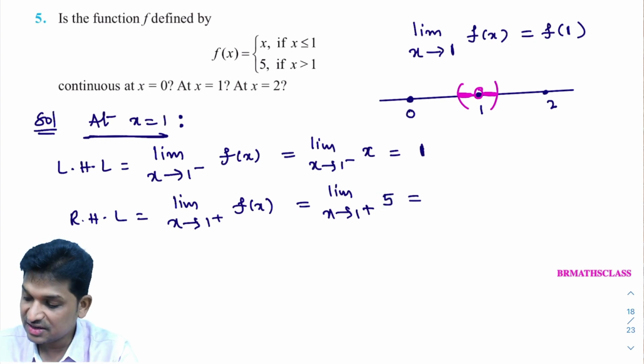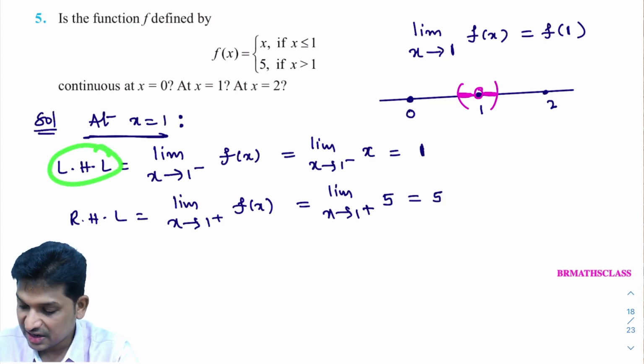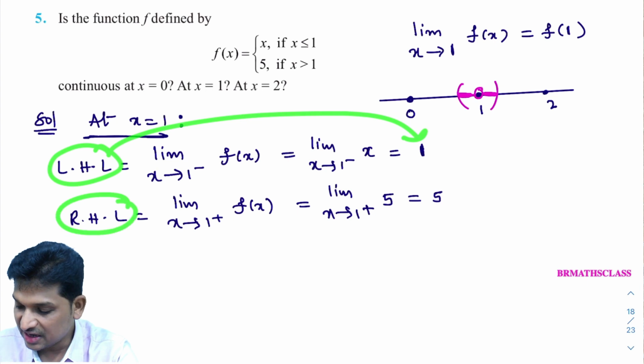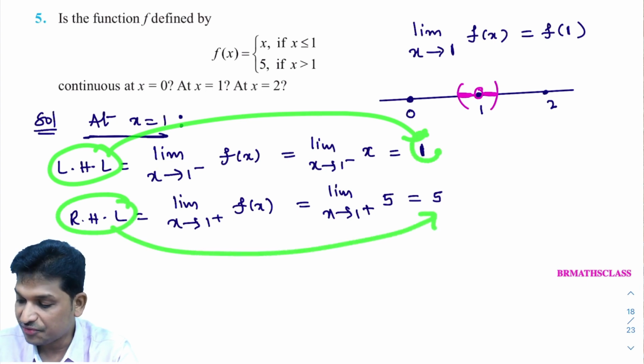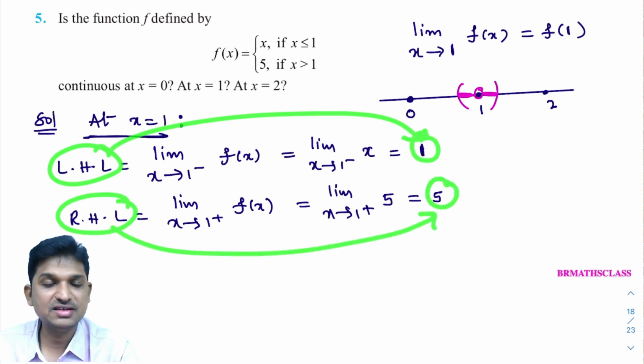Okay. So, what is the answer? The answer is 5. I calculated the left hand limit and got 1. I calculated the right hand limit and got 5. Is 1 equal to 5? Is the left hand limit the same as the right hand limit? No. The left hand limit is not equal to the right hand limit.